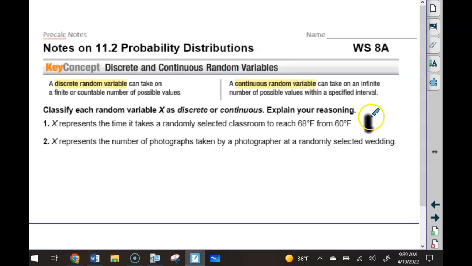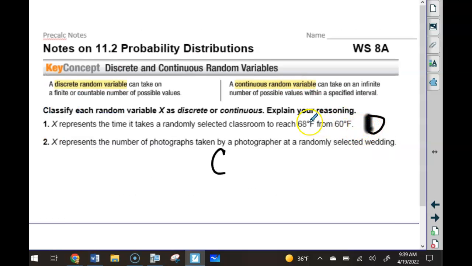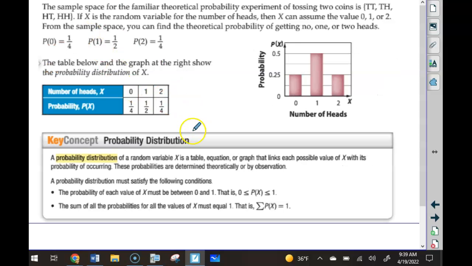Let's try regular pen. Discrete, continuous. All right, moving on. Nope, that was totally backwards. Just kidding. This one was continuous. Wasn't paying attention to what I'm doing. Number of photos is a whole number, that's discrete. Better. Okay. Again, not on the quiz.